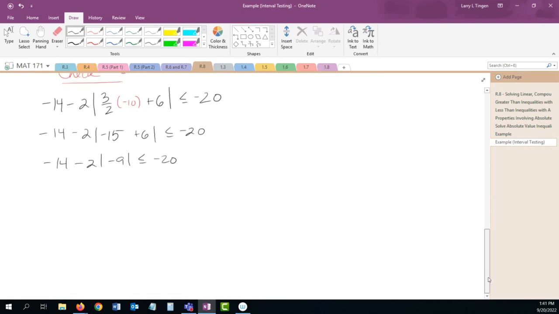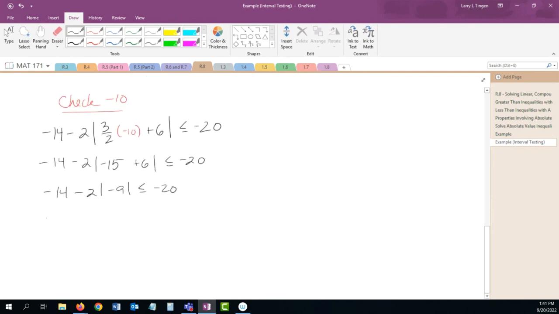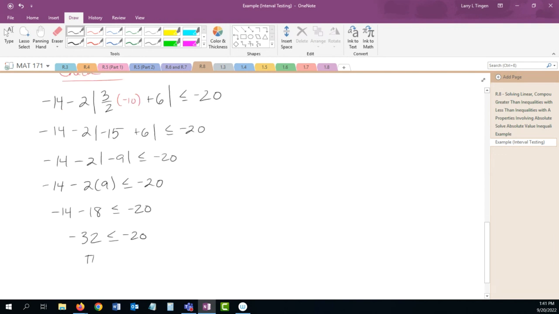And now I can take the absolute value. All the math inside is done. So I can take the absolute value of negative 9. And that is what? 9. Two times 9 is 18. This is minus 2 times 9, which means it's minus 18. Negative 14 minus 18 more gives me negative 32, which is less than or equal to negative 20. That is true. So that means that interval checks.